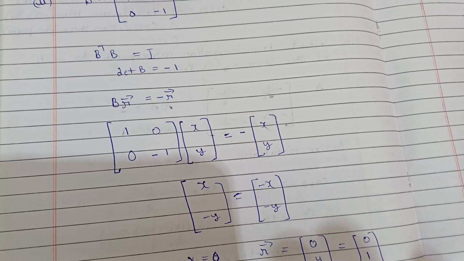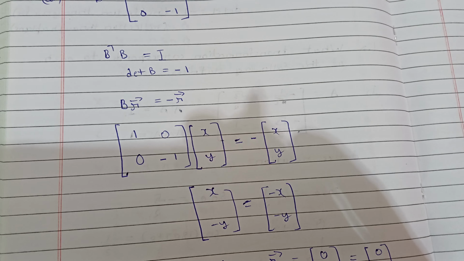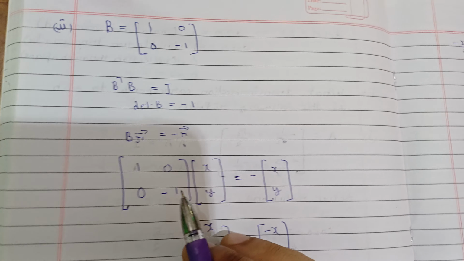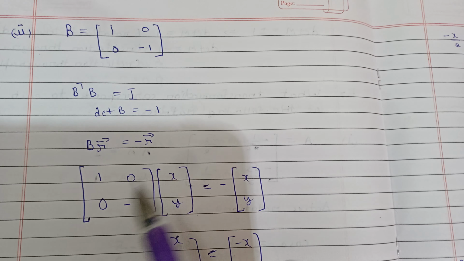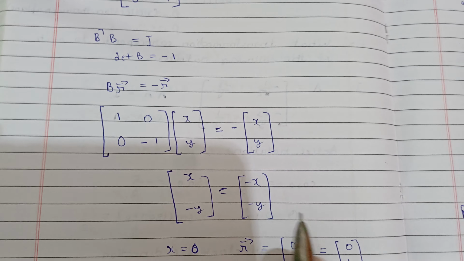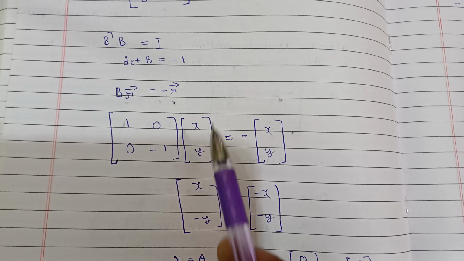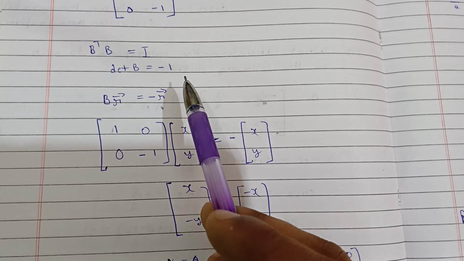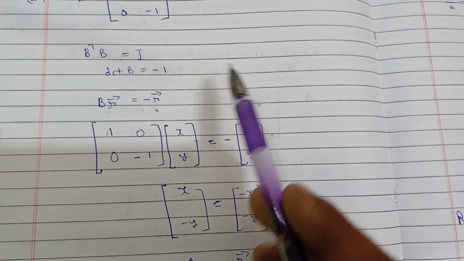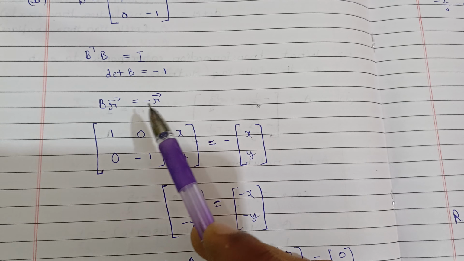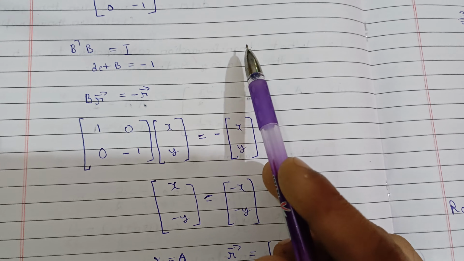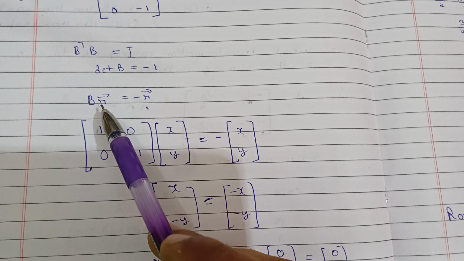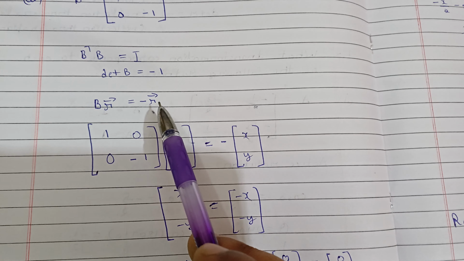So if reflection is involved, then there will be a reflection line. How can you find that reflection line? For that, this condition should be satisfied. It means if any vector is there and you operate this matrix on it, the sign will be changed, because the line is here, and if the vector is here, then it will give you this vector, so the sign will be changed. That's how we put this condition, Br = -r.